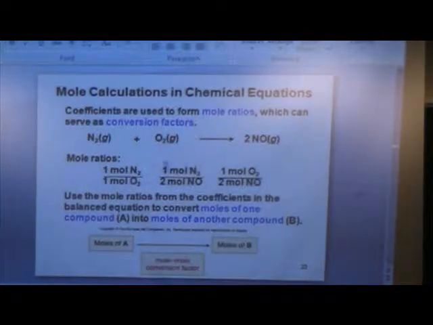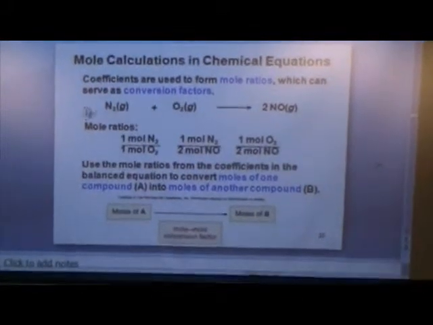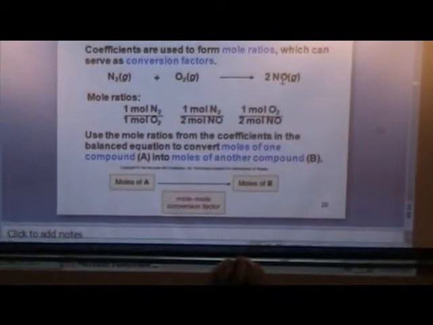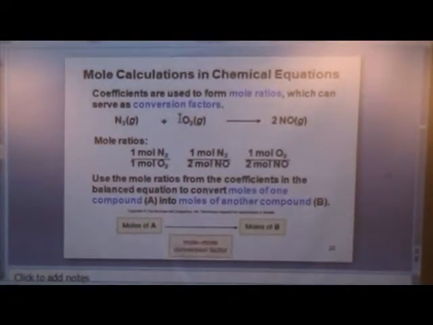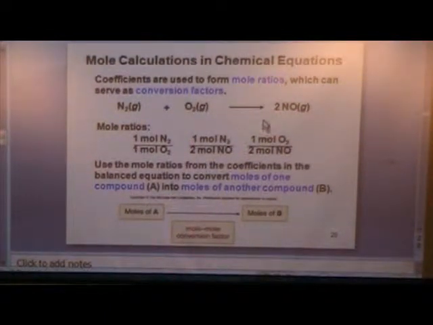Okay? So the balanced equation is also helping us to calculate mole ratios. We use them as a conversion factor. Coefficients are used to form mole ratios, which can serve as a conversion factor. So this is helpful to convert moles of nitrogen to moles of nitrogen monoxide, or moles of oxygen to moles of nitrogen monoxide by using the mole ratio as a conversion factor.